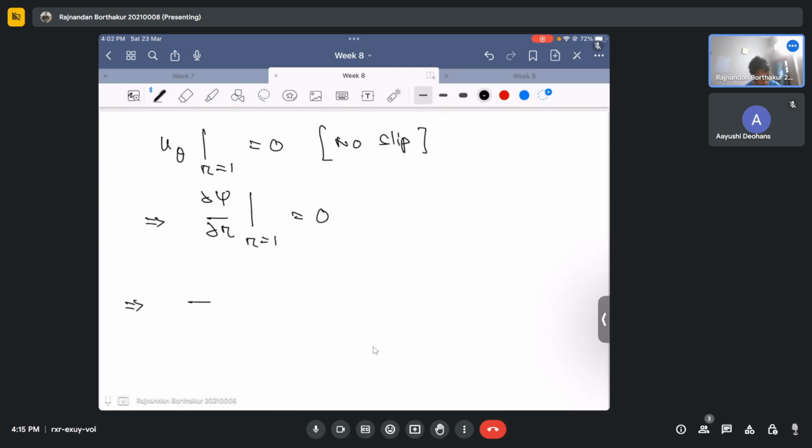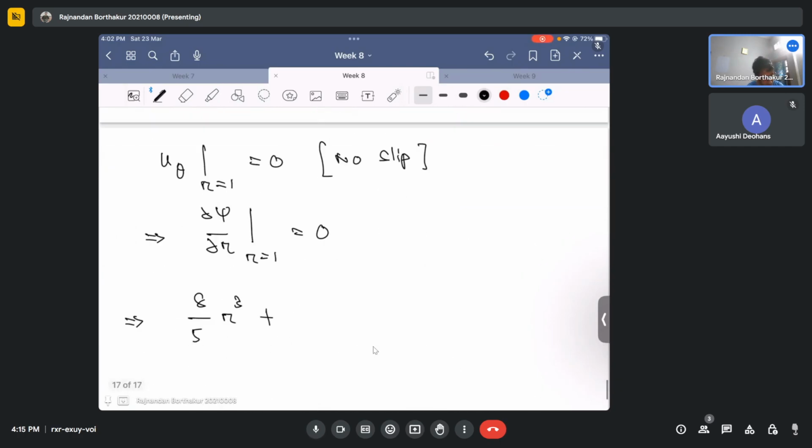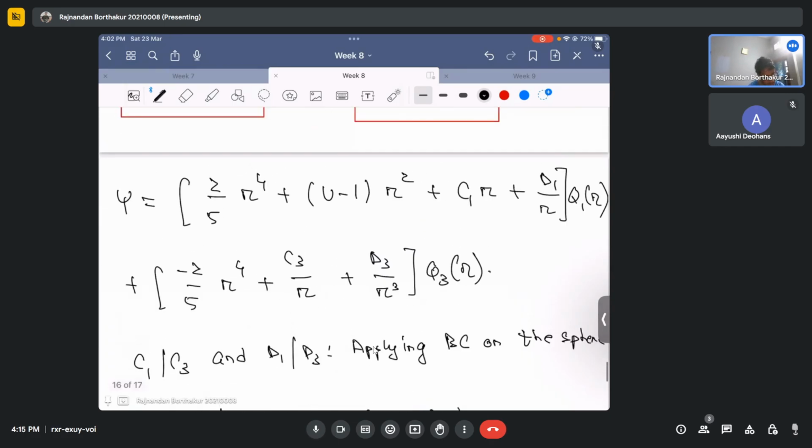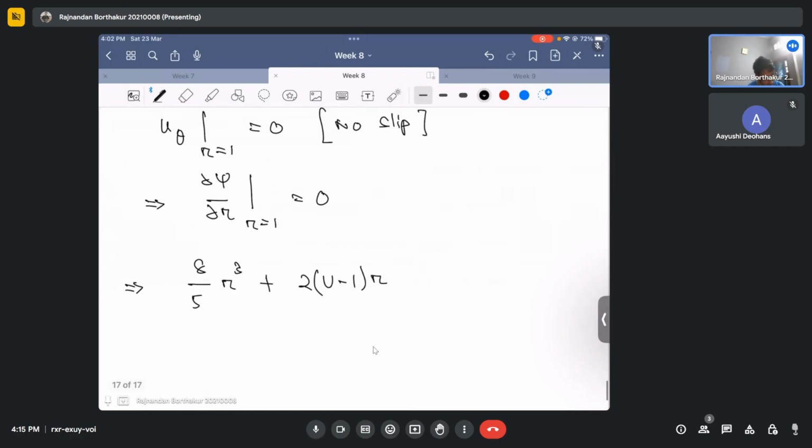It would be 8 by 5. Just check the math because I need to scroll up and down continuously. It is 8 by 5 r cube plus the second term, which is 2 times u minus 1 times r. The third term is just c1 and the fourth term is minus d1 by r squared, to be precise. And the outside term is basically q1 of eta.